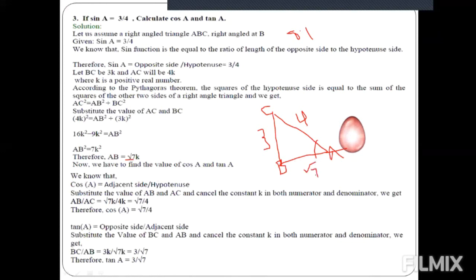So now from this angle, what is cos A? Cos A is adjacent by hypotenuse. So adjacent is root 7 and hypotenuse is 4. So cos A is root 7 by 4. For tan A, it is sine by cos, that is 3 by 4 divided by root 7 by 4. In this case, both the denominators 4 will be cancelled and the answer will be 3 by root 7.